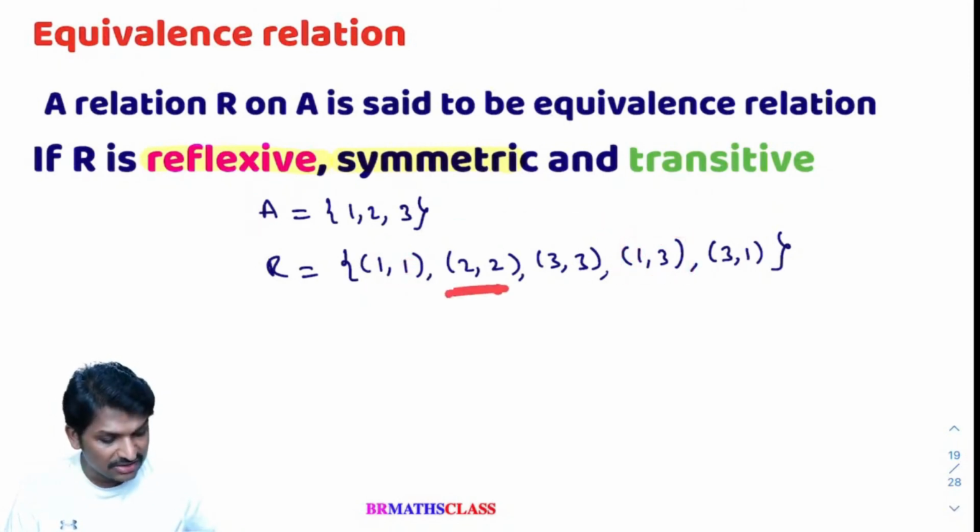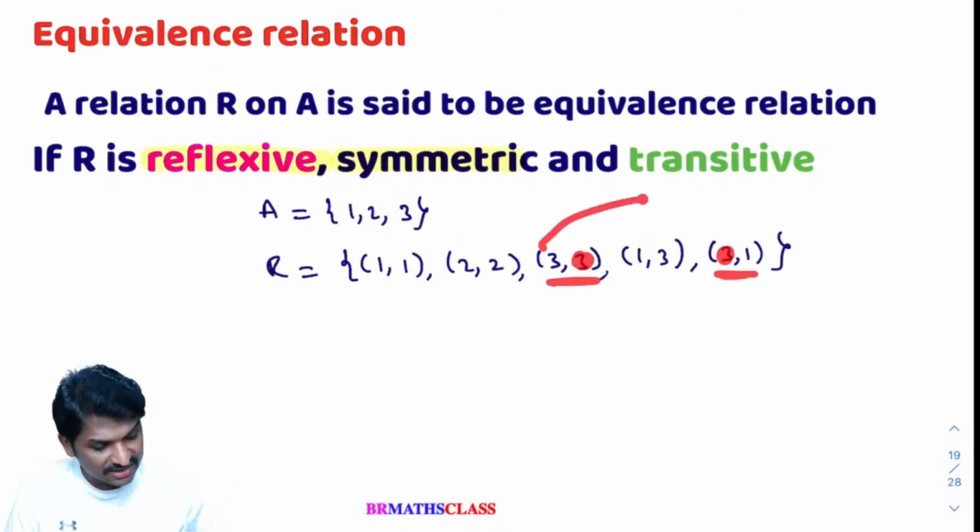Now you take this one. This ends with 2. Any other ordered pair starting with 2? No other ordered pair starts with 2, so no need to worry. Look here, this ordered pair ends with 3. Any other ordered pair starting with 3? Look here, this is 3 comma 1. Okay, 3 comma 3, 3 comma 1. What is x comma z? x comma z is 3 comma 1. 3 comma 1 belongs to this relation.